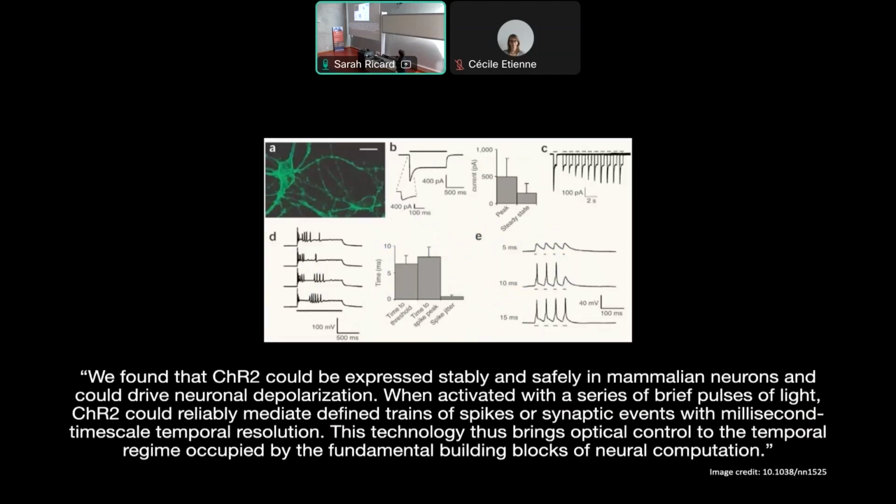This was from the first paper that demonstrated that this was possible, which was published in 2005. At the top, you have this image of the neurons, which are now expressing this channelrhodopsin, this light-sensitive ion channel. And you can use electrical methods to measure the current flowing in and out of the cell. Essentially here, when you shine light on the cell, you generate a current in the cell. And just by shining light on the cells, you can evoke these action potentials, which are responsible for communication between neurons.